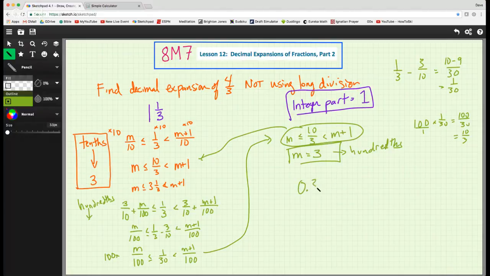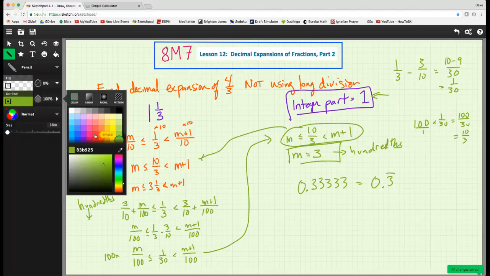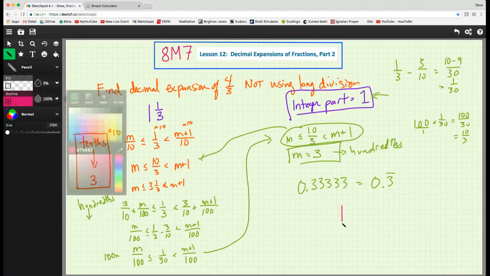So you get 0.333333, which is 0.3 bar. So that's our tenth, hundredth, thousandth, etc. And remember, our integer part was a 1. So our final number is 1.3 bar.